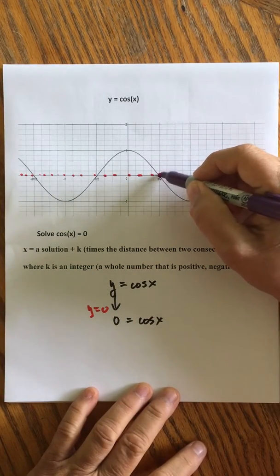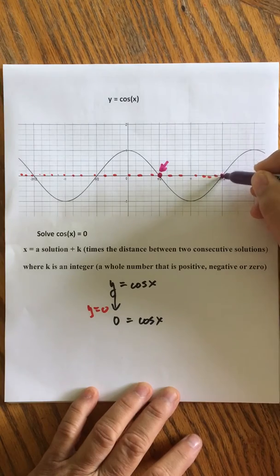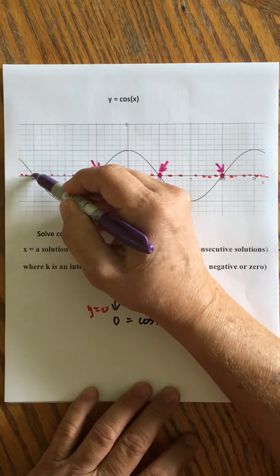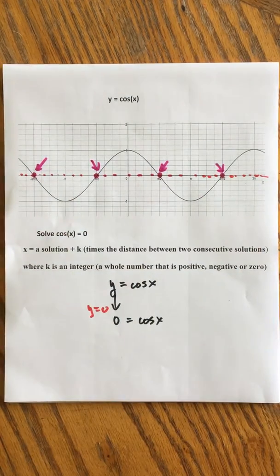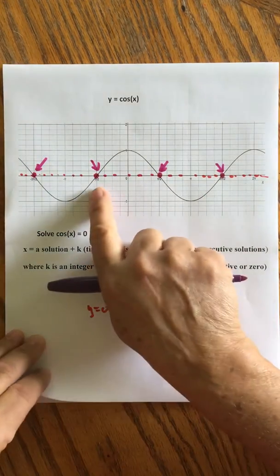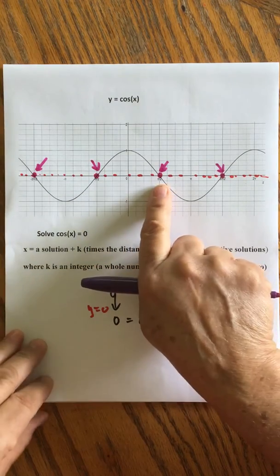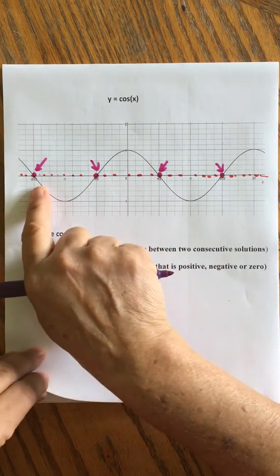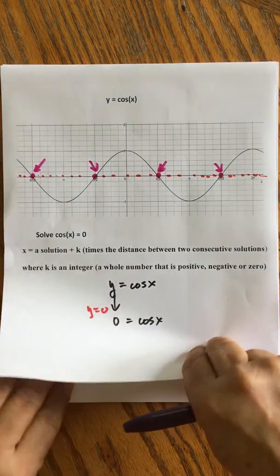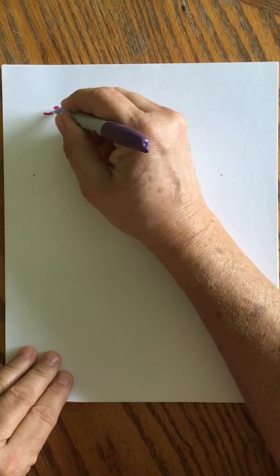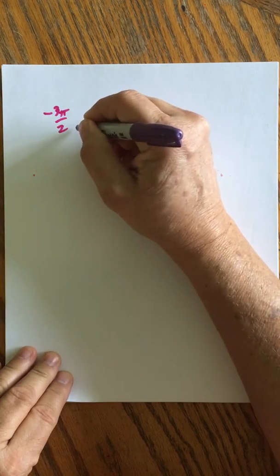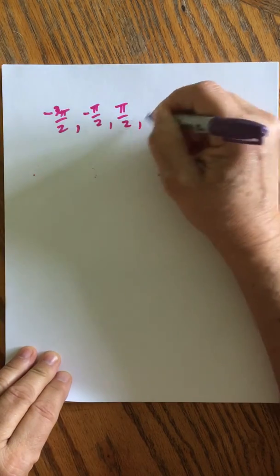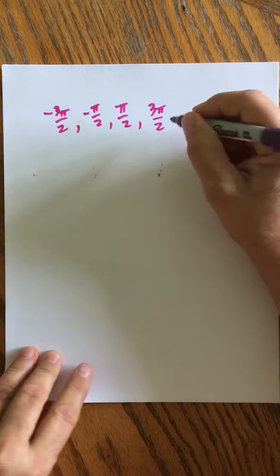So it looks like right here, there, here, there, here, and here. So far what I have are multiples of pi over 2. So you've got pi over 2, 3 pi over 2, and the next one will be 5 pi over 2, and so on. Negative pi over 2, negative 3 pi over 2. So let's go ahead and write those down. Negative 3 pi over 2, negative pi over 2, pi over 2, and then 3 pi over 2. And it goes on and on.